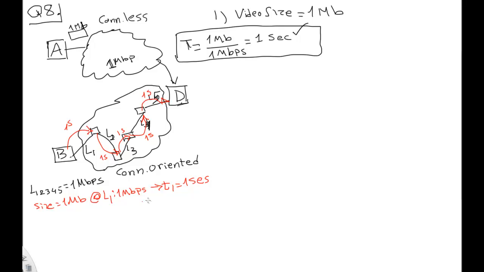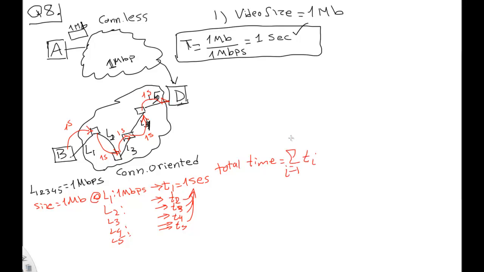So therefore, at L sub 2, L sub 3, L sub 4, and L sub 5, all of these are going to take the same amount of time. Basically, each of these is going to take T sub 2, T sub 3, T sub 4, and T sub 5. All of these are going to be 1 second. So in total, the time is going to be the sum of T sub i, i being 1 to 5, which is going to be 5 seconds.